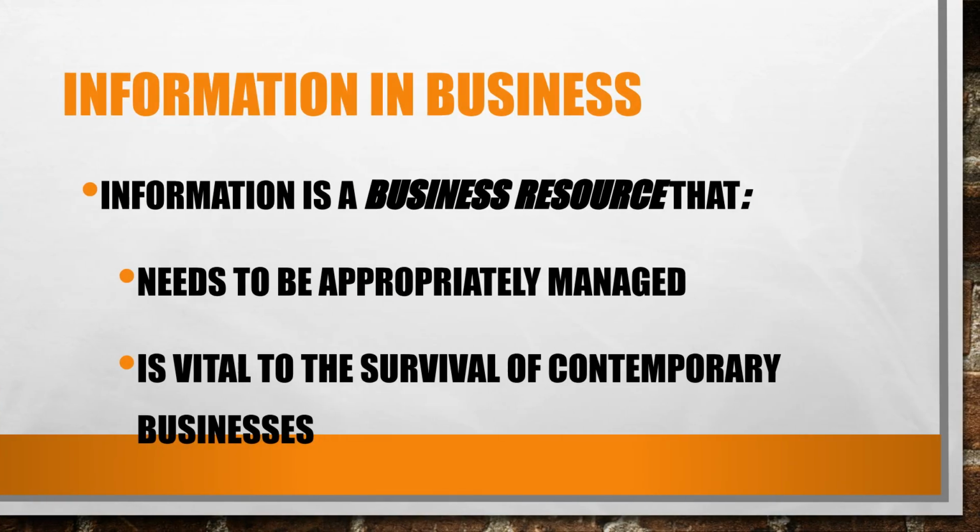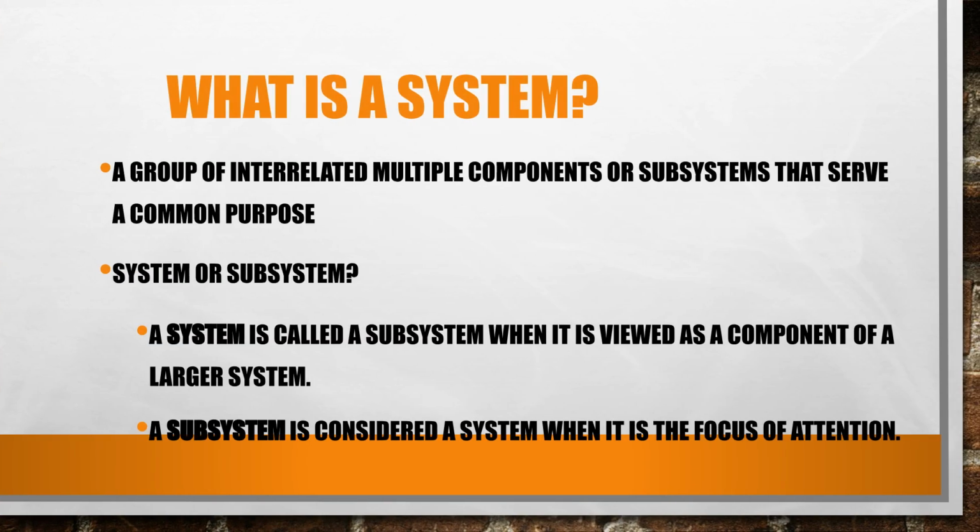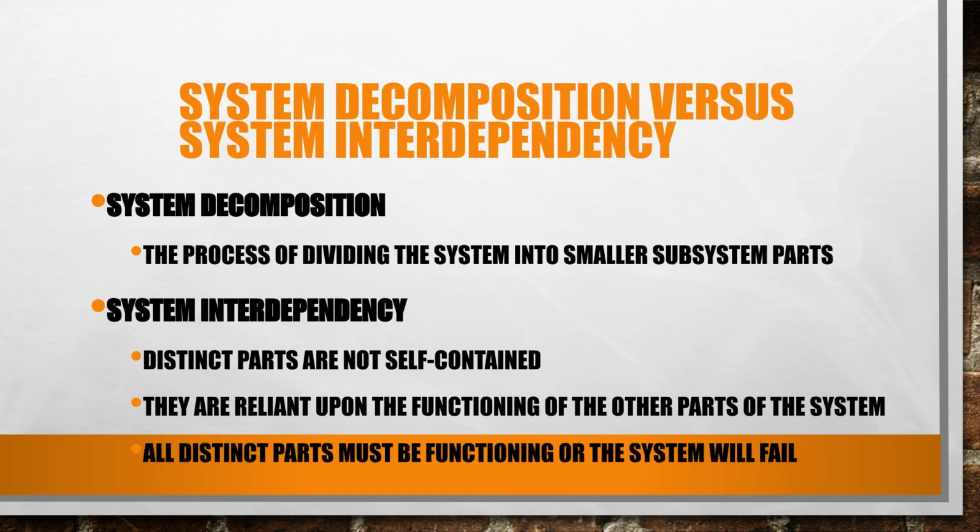In modern business, information is a critical resource. It must be managed effectively, as it is vital to the survival of contemporary organizations. A system is a group of interrelated components that serve a common purpose. Whether we call something a system or a subsystem depends entirely on our current focus of attention. System decomposition is the process of breaking a system into smaller parts. These parts exhibit interdependency, meaning they are not self-contained and rely on each other to function correctly.